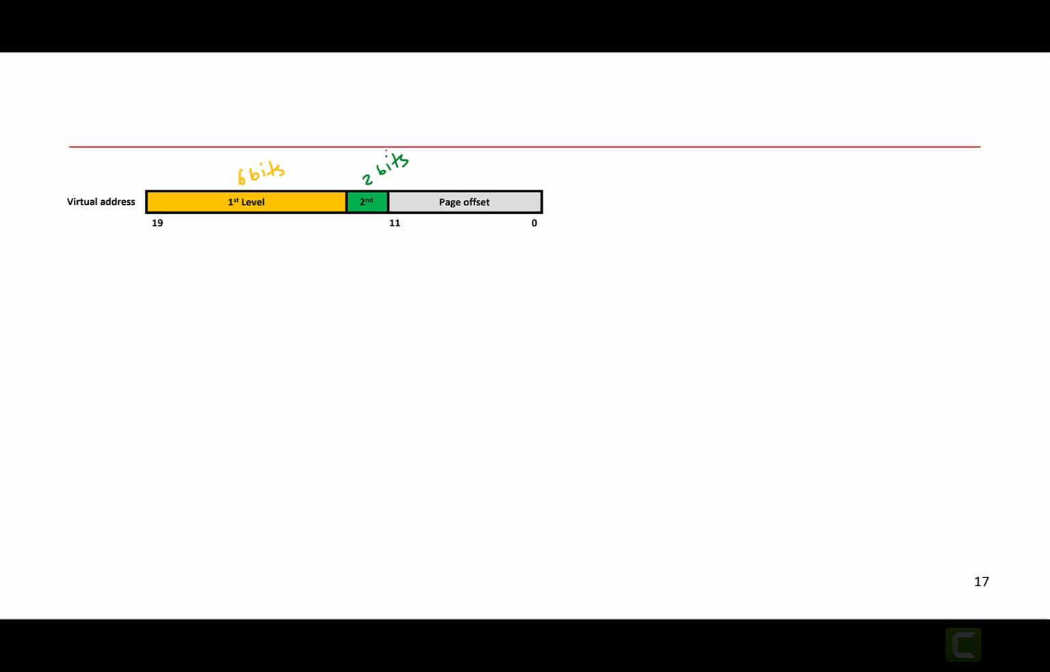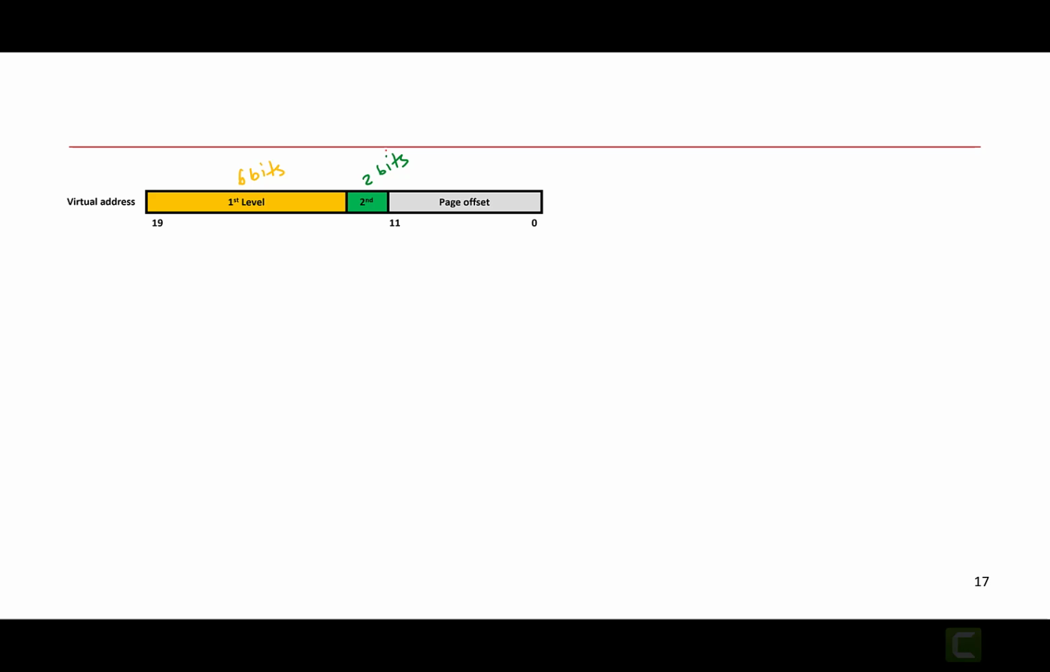Hierarchical page tables is a little bit of a challenging topic, so I'm going to explain it in a different way and see if hopefully that helps as well. So I have the same example that I just went through, but I'm going to try and articulate how we are able to save space.